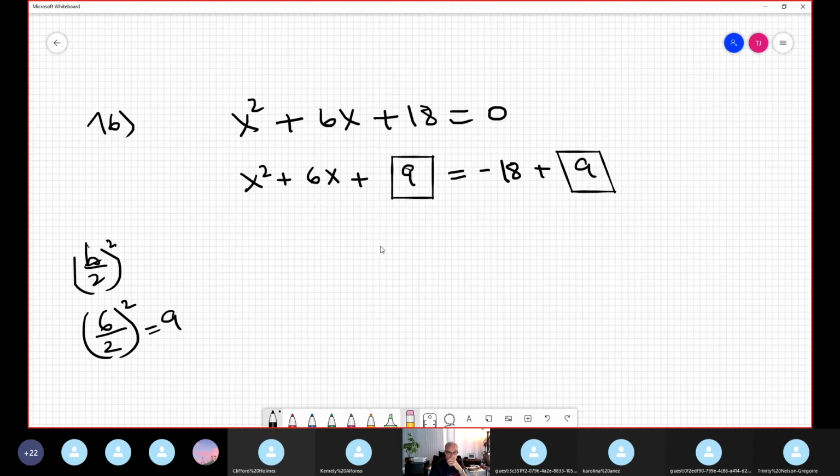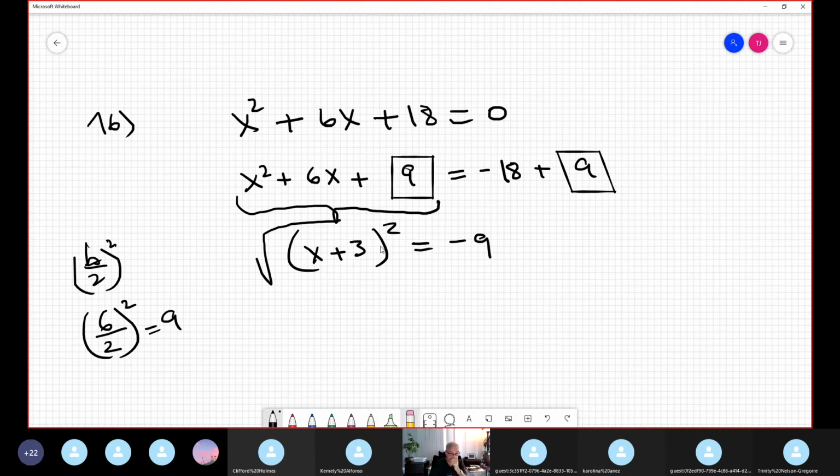Okay, now I know that when you introduce the magic number artificially, this trinomial is a perfect square, and the factorization is only one parenthesis, not two, which is (x + 3), because 3 times 3 is 9 and 3 plus 3 is 6. And this is negative 9. Ready to apply the square root to both sides. x plus 3 without the square is equal to plus or minus 3i.